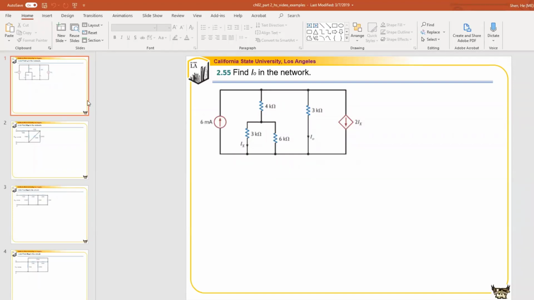All right, let's look at the first problem. In this problem, we're going to find a current Io in the network. The current Io is over here. Look at the current in the problem: we have Ix here, and we have one dependent source over here, and this dependent source depends on the current Ix.